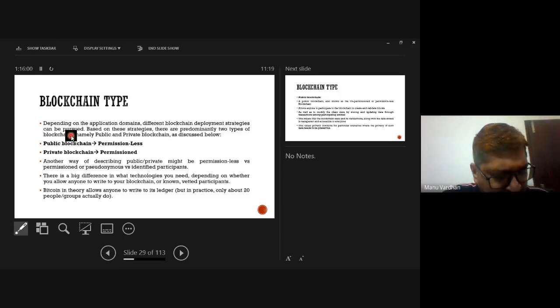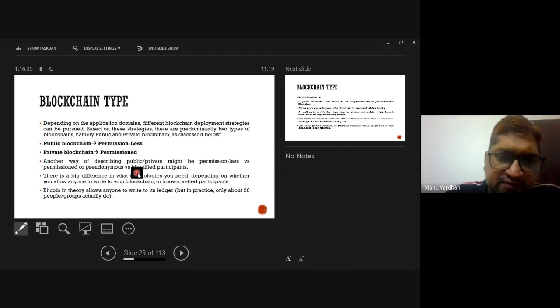Depending on the application domain, blockchain deployment strategies can be pursued. Based on these strategies, there are predominantly two types of blockchain, namely public blockchain and private blockchain. Public blockchains are sometimes also considered permissionless blockchains, and private blockchains are also considered permissioned blockchains. Another way of describing public-private might be permissionless versus permissioned, or pseudonymous versus identified participants.